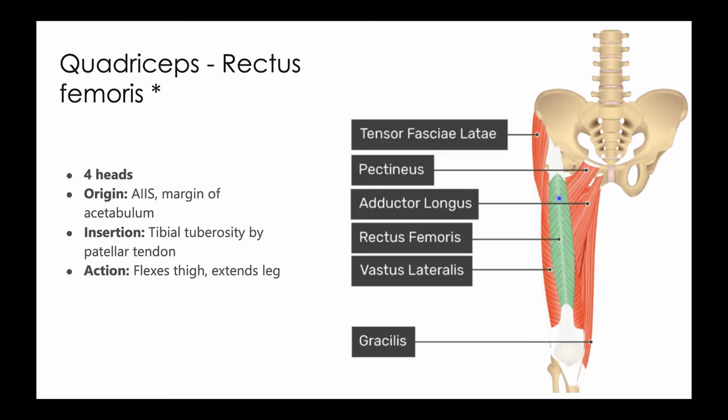Now, if we're going a little bit more superficial, we have our quadriceps. So rectus femoris is asterisk, okay? Quadriceps muscles are a group of 4 muscles. We want you to know an origin and insertion for rectus femoris. Our AIIS and the margin of our acetabulum is our origin. Our insertion is going to come down to that tibial tuberosity by that patellar tendon.